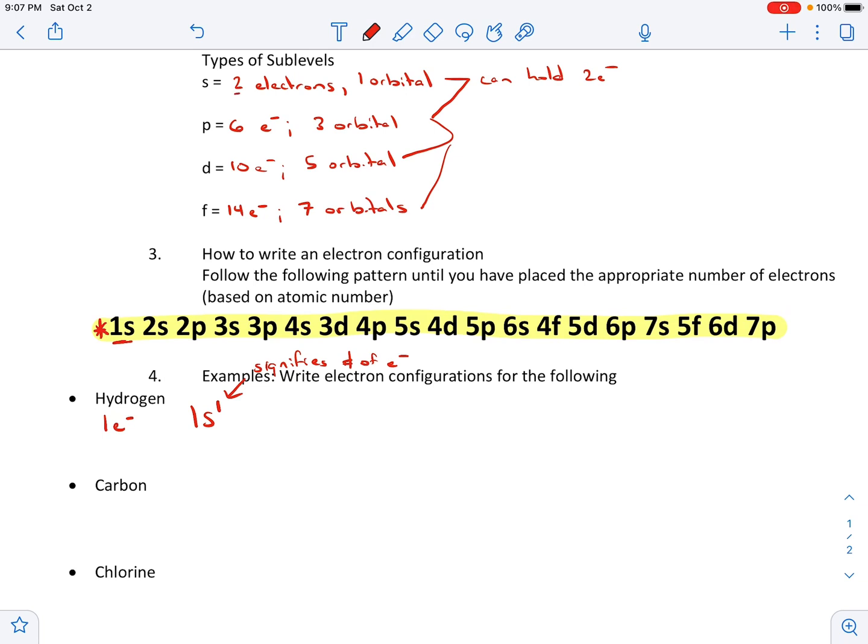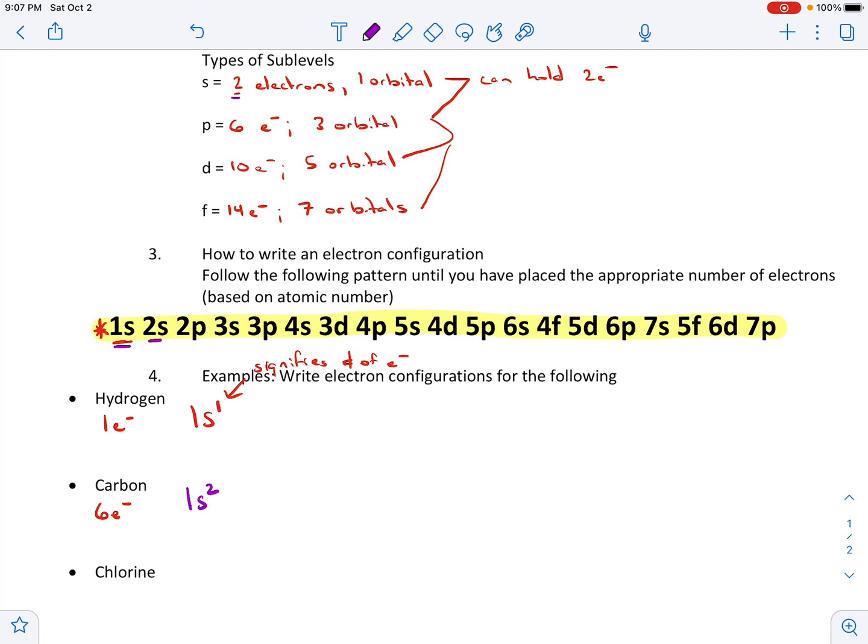Let's try a little tougher one and let's go to carbon, all right? Kind of work our way up to the challenging ones. We've got carbon here. Carbon has 6 electrons. Again, we're going to start right at the beginning. Let's change colors here. So we're going to start at 1s, and we know that s can hold 2 electrons. So let's go ahead and put 2 in there. So we've placed 2 of our 6, so we need to keep going.